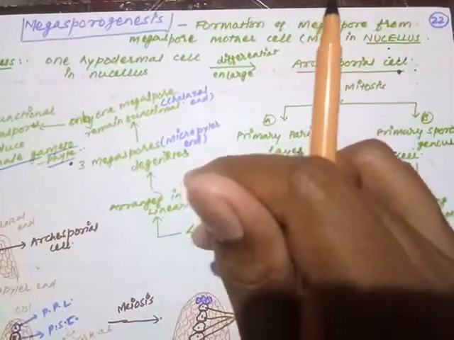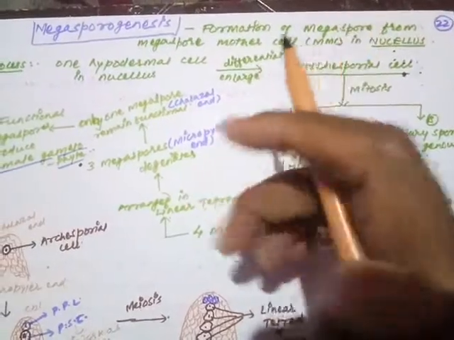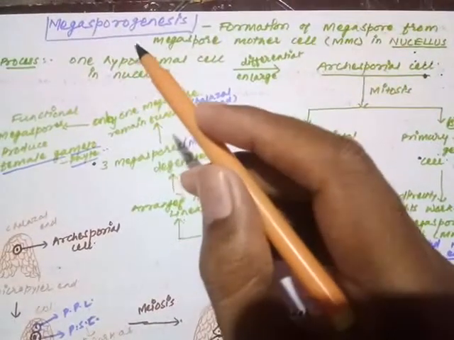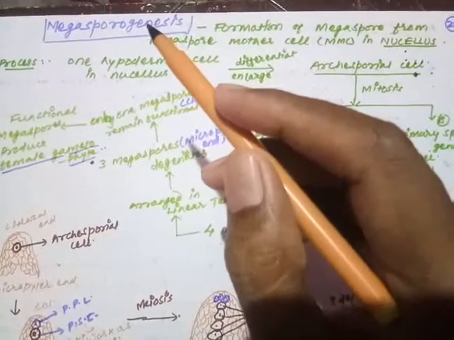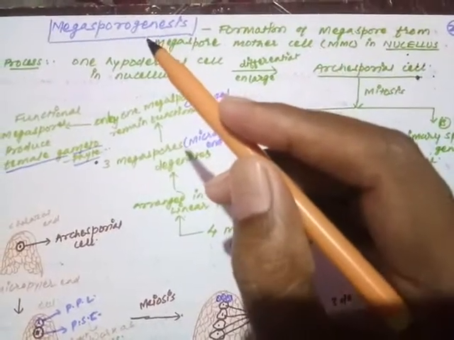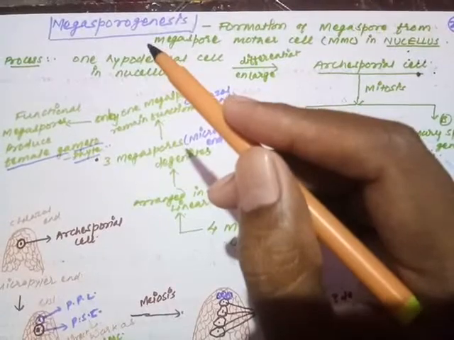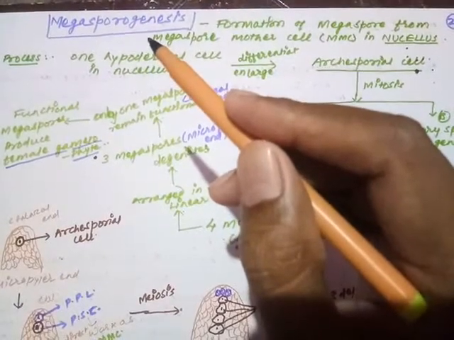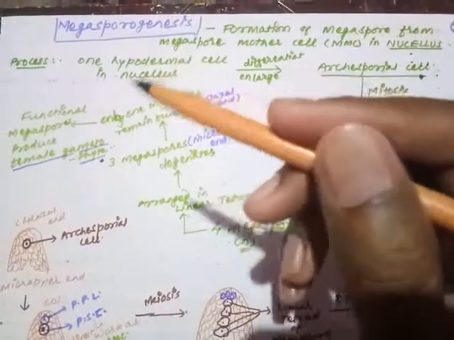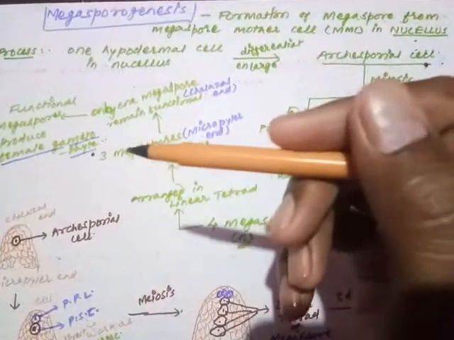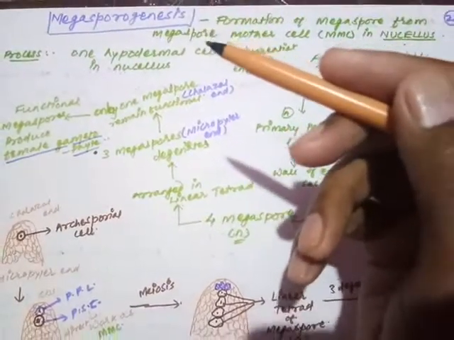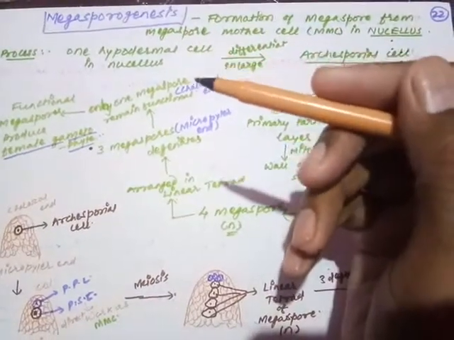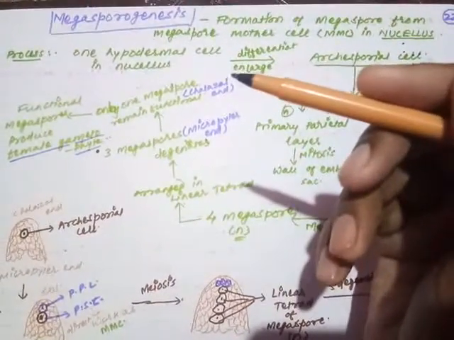This is very much a straightforward answer. I don't think you will have any kind of problem there, as megaspore means big spore. Earlier I explained that the word mega is always used for the females and the word micro is always used for the male. So micro we left behind, we are moving on to mega. So megaspore means what? The egg. Genesis, formation. So formation of megaspore or formation of egg cell is called megasporogenesis.